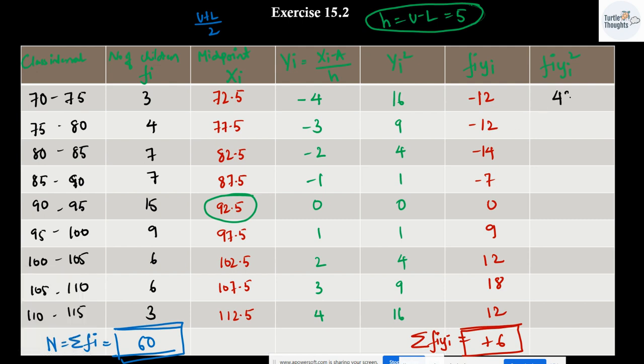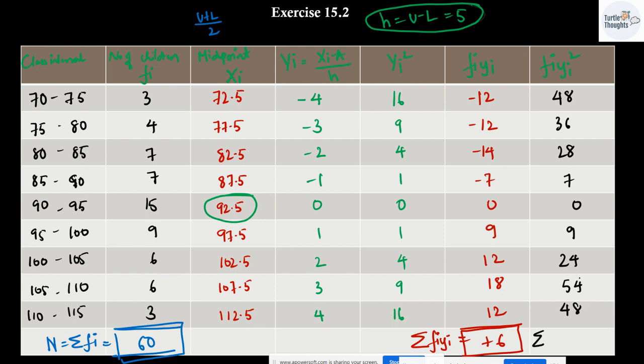So let me write down the same thing. It is going to be 48. 4 multiplied by 9, it is going to be equal to 36. 7 multiplied by 4, it is going to be 28. 7 multiplied by 1, it is going to be 7. Anything multiplied by 0 is 0. 9 multiplied by 1 is 9. 6 multiplied by 4 is 24. 6 multiplied by 9 is 54. 3 multiplied by 16 is going to be 48.